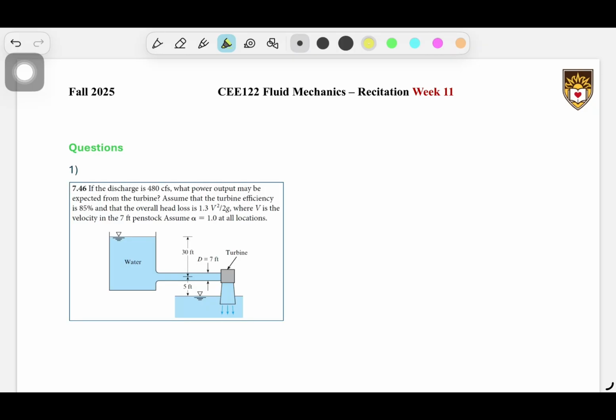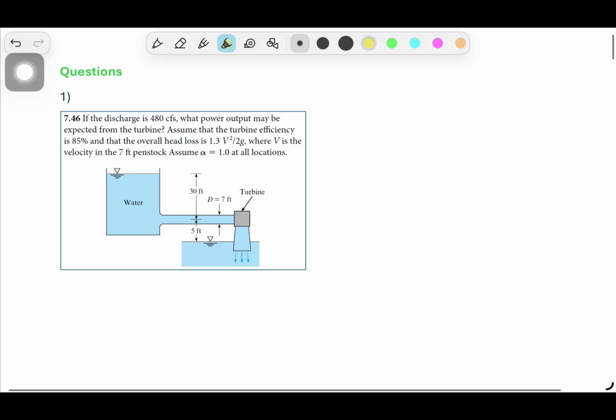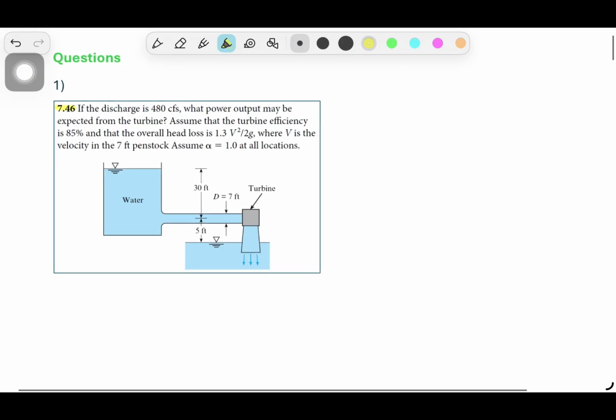This week we have 10 questions and they are mostly relevant to turbine and power questions. So in the first question, we have a system with reservoirs and turbine. The discharge is 480 cubic feet per second. And what is the power output from the turbine? And we are assuming an efficiency of 85%.